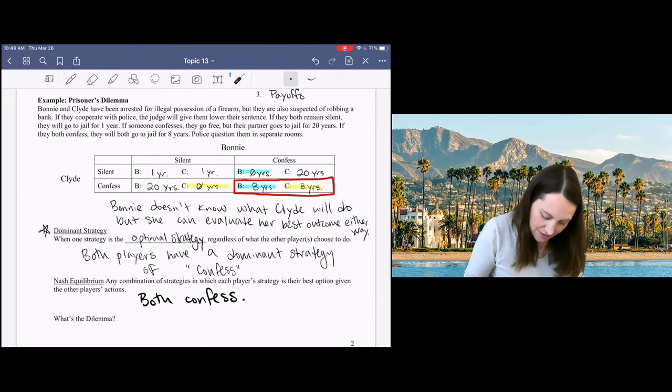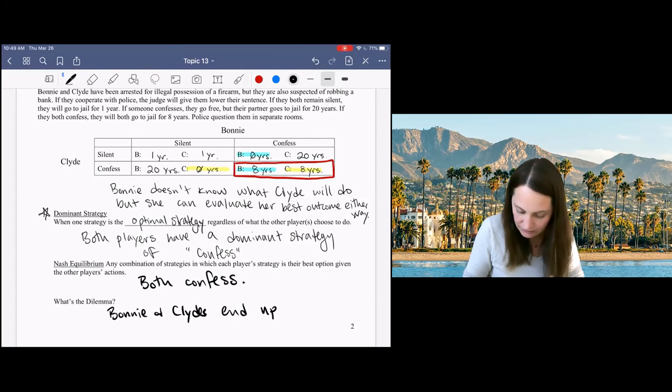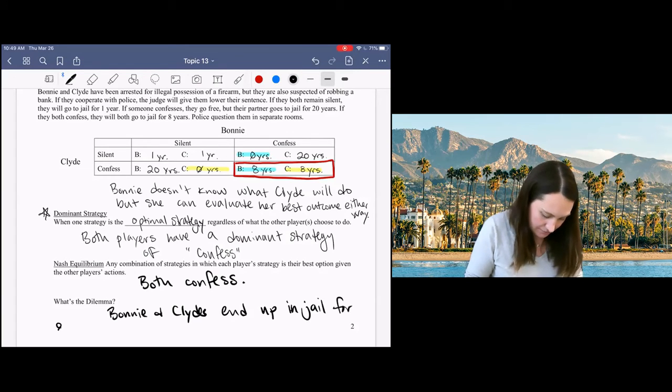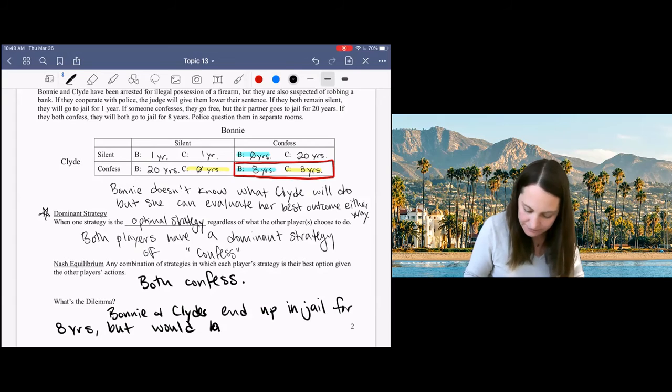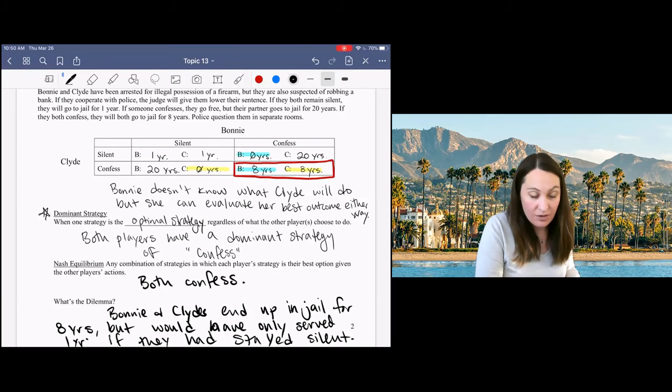So the dilemma here is that the players, in this case, Bonnie and Clyde, end up in jail for 8 years, but would have only served 1 year if they had stayed, sorry guys, silent. All right, good. So that's a prisoner's dilemma problem.